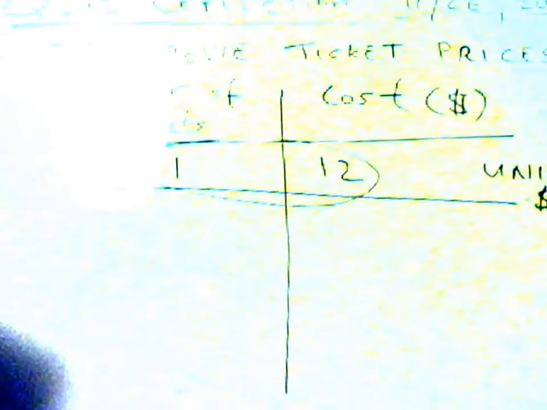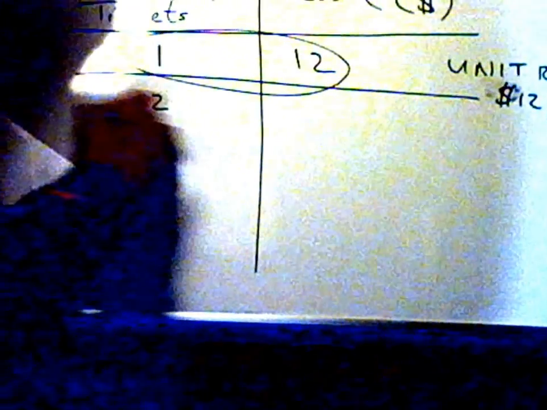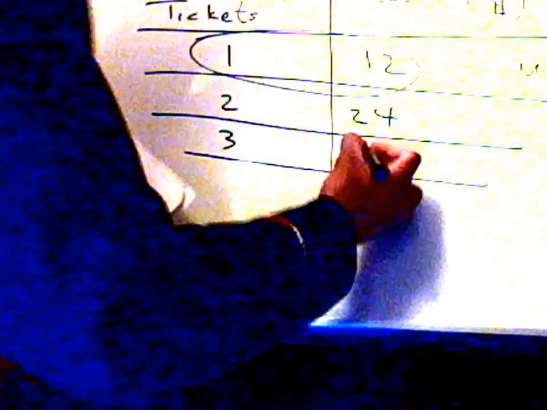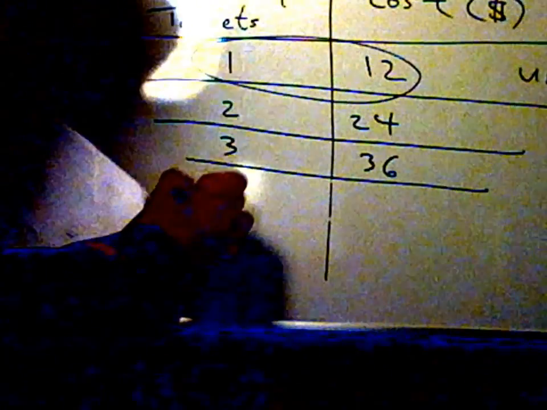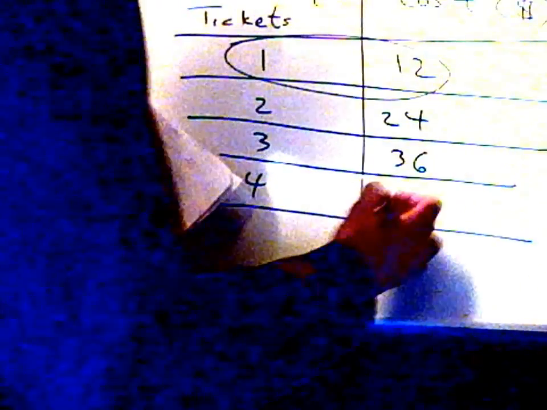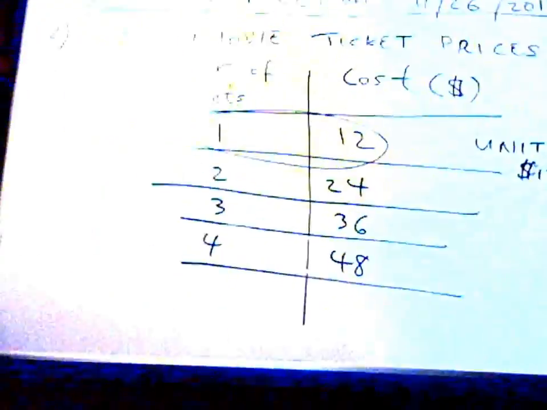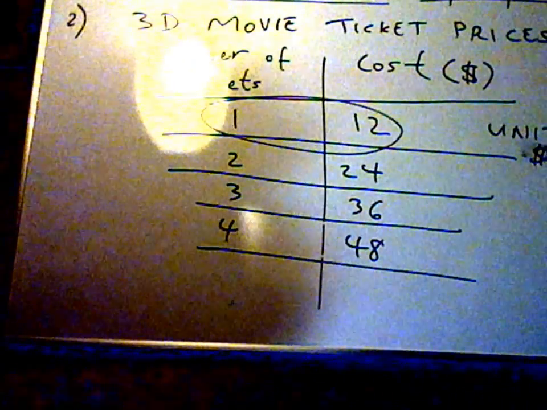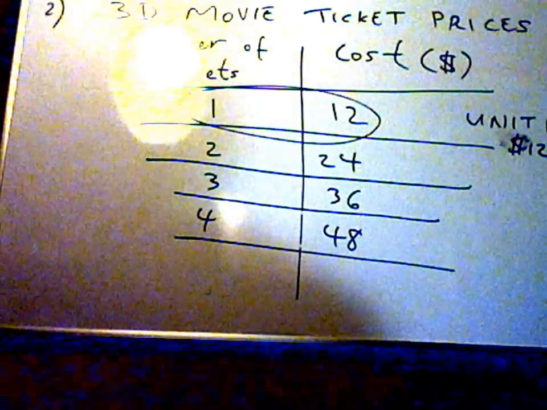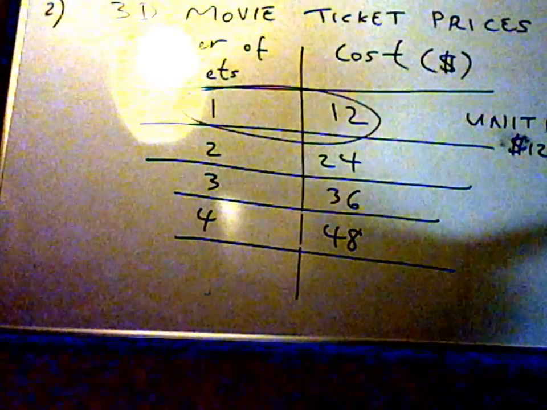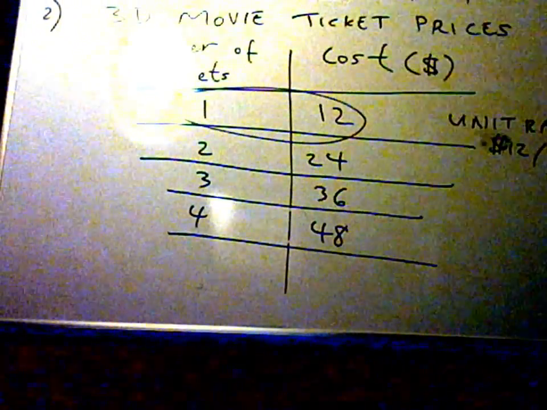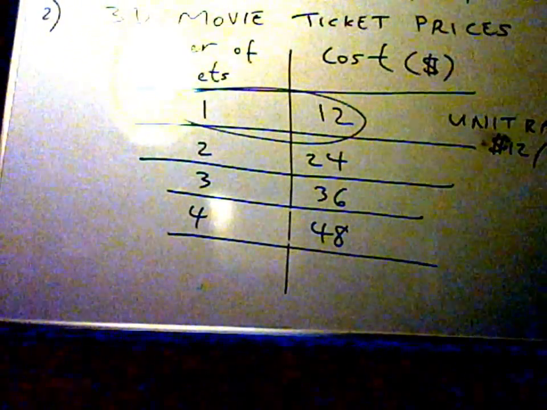So think about that information. And 2 tickets would cost $24. Of course, 3 tickets likewise, keep adding $12, would be $36. 4 tickets would cost $48. And this information is given to you. Now, you are asked to create a graph using this information.